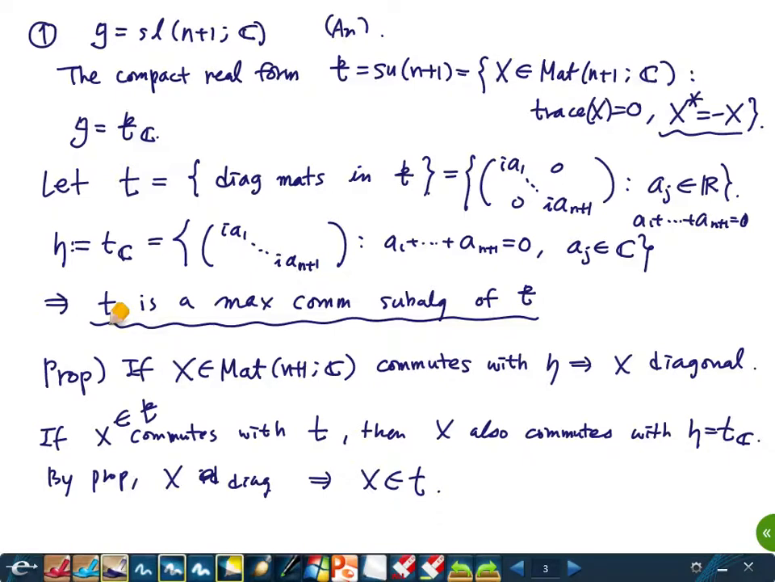So we will prove the proposition. Okay, how can you prove the proposition? Proof. So suppose that X, let's write this as an entry. The ij entry is X sub ij. Suppose that this commutes with H, just all diagonal complex matrices with zero trace. We want to show that X is diagonal.